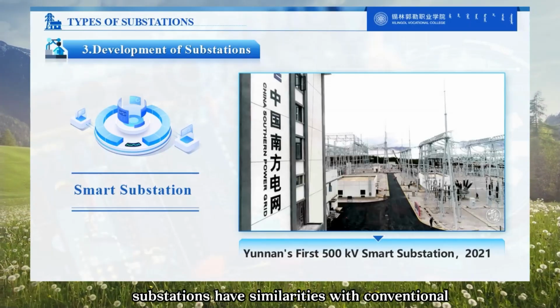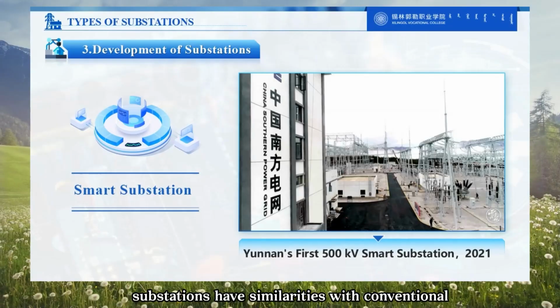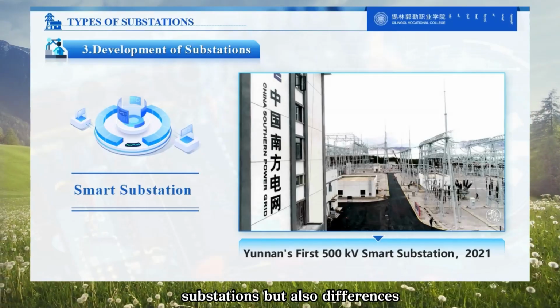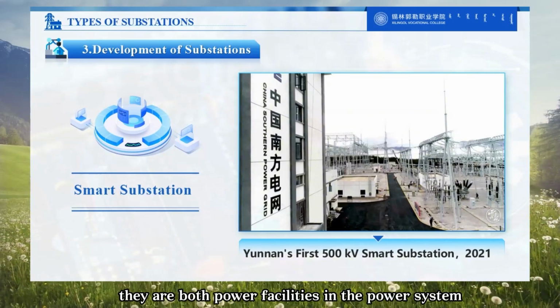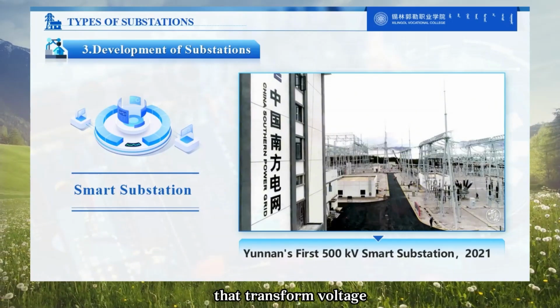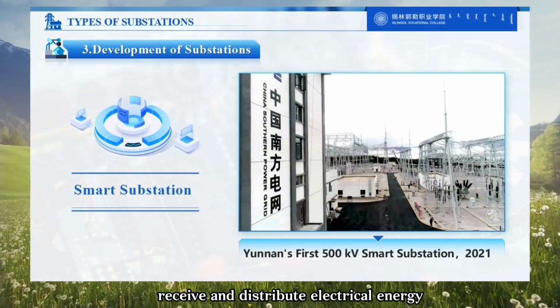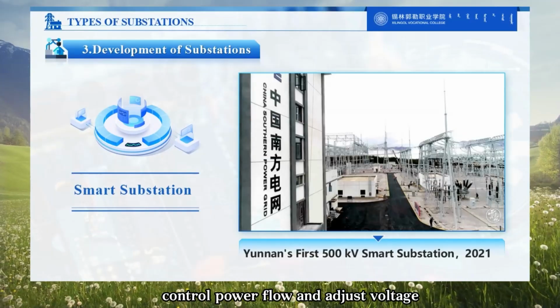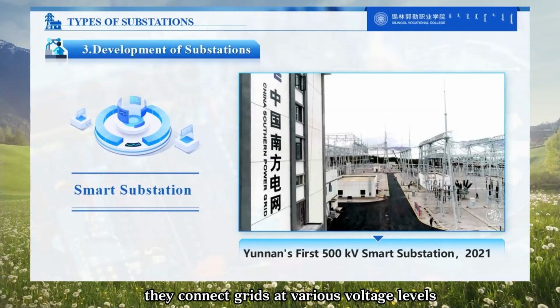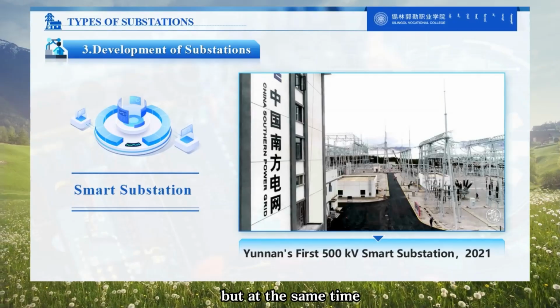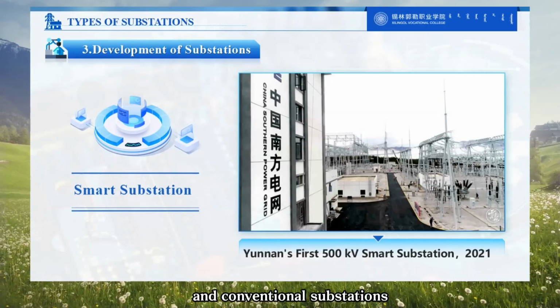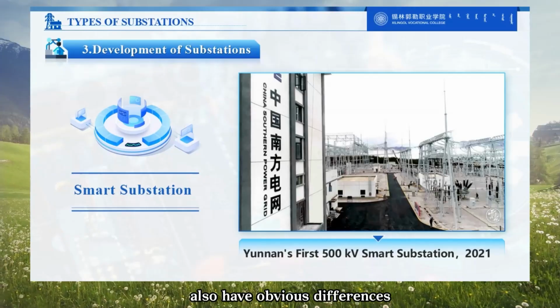We know that smart substations have similarities with conventional substations, but also differences. First, the functions they achieve are the same. They are both power facilities in the power system that transform voltage, receive and distribute electrical energy, control power flow, and adjust voltage. They connect grids at various voltage levels through transformers. But at the same time, smart substations and conventional substations also have obvious differences.